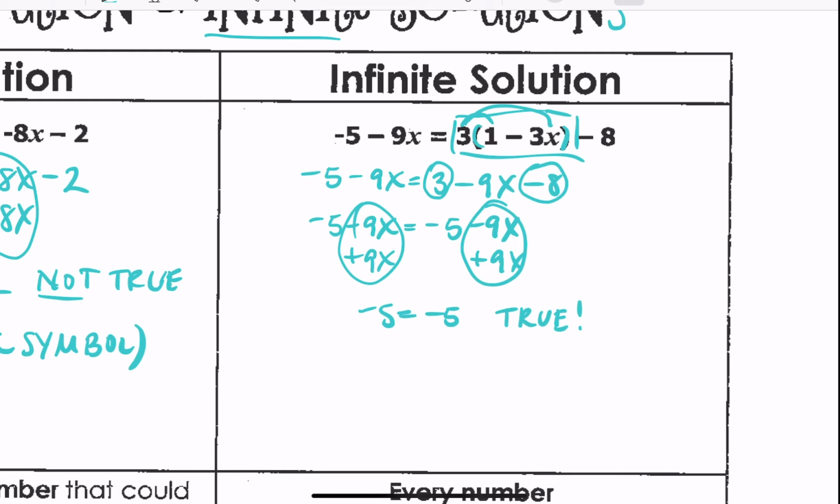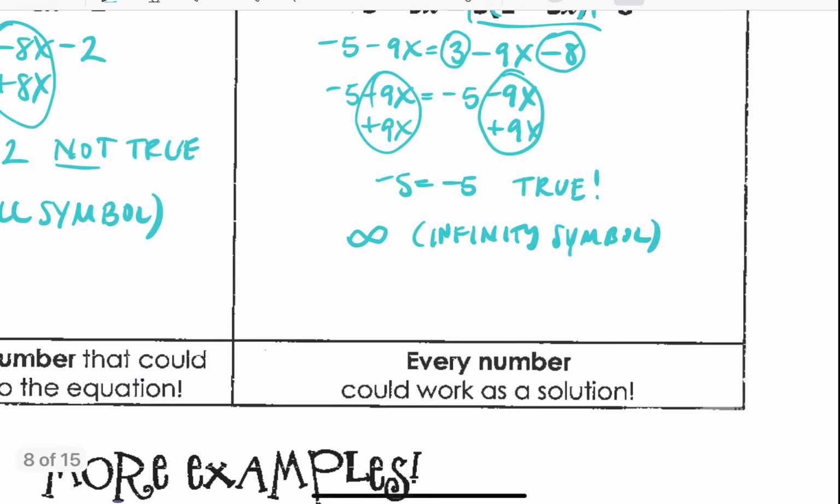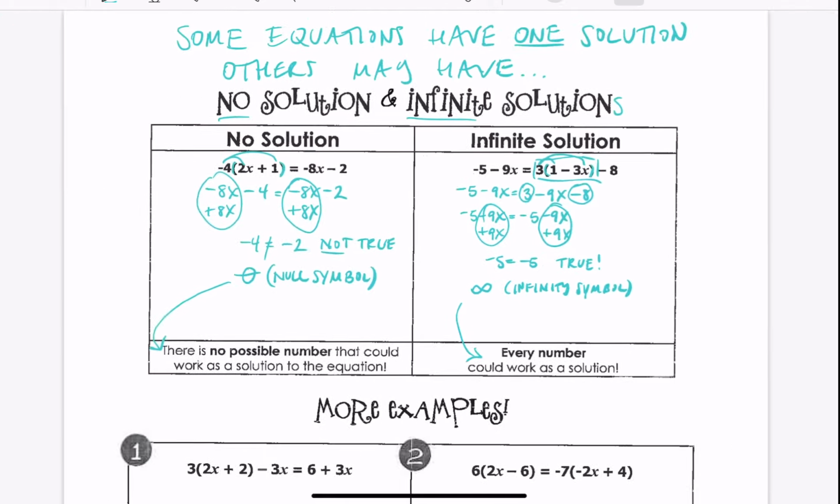So if it's the same number equals the same number, anything is a solution. And that looks like this, the infinity symbol. That's what you're doing for equations that have infinite solutions. So every number could work as a solution for this. So that's how this equation works when every number could work.